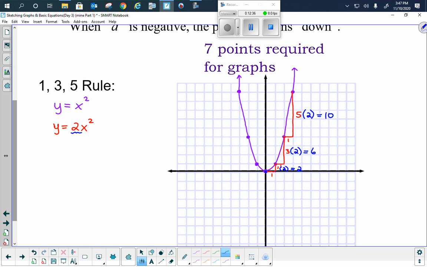Okay, so that's what we call the 1-3-5 rule, and we just use that pattern that we know from the basic y equals x squared to plot those points.